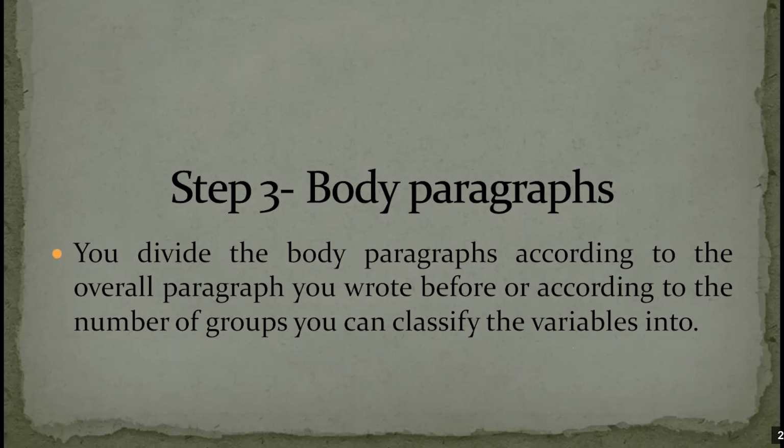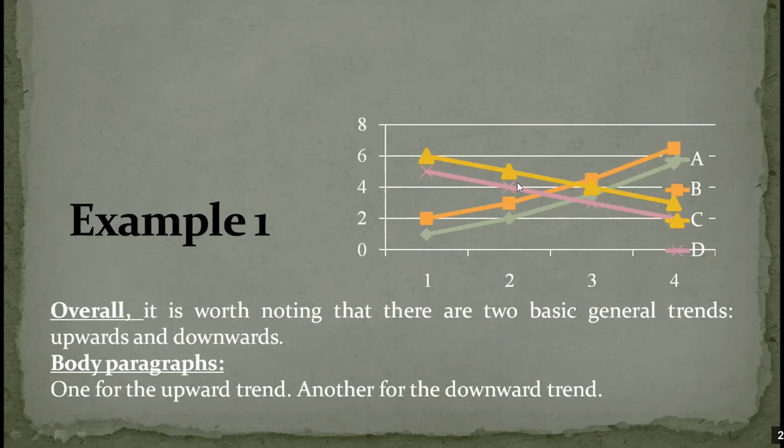How about the body paragraphs now? How can you write the body paragraphs? You divide the body paragraphs according to the overall paragraph that you wrote before, or according to the number of groups you can classify the variables into. For example, here in the situation, we said that we have two trends, downwards and upwards. So based on this information, you're going to have two body paragraphs, one for the upward trend and another for the downward trend.